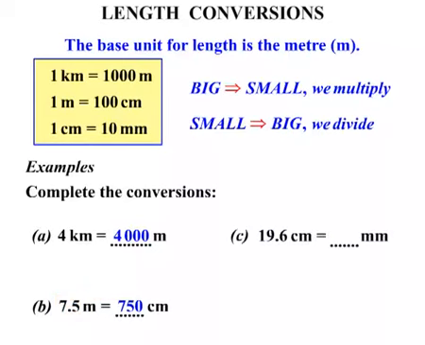The next one, 19.6 centimetres equals how many millimetres? Well, centimetres and millimetres, what's the connection? Right, there are 10 millimetres for a centimetre, so we're dealing with a factor of 10. We're changing from centimetres to millimetres. So we're going again from big to small, so we multiply by that 10. Now 19.6 times 10 is 196.